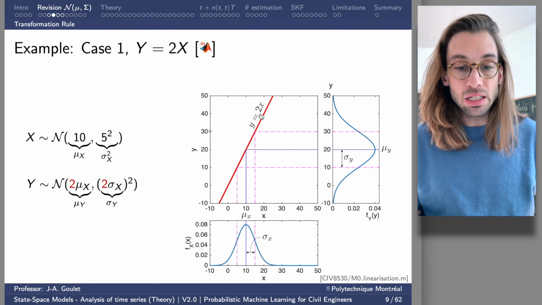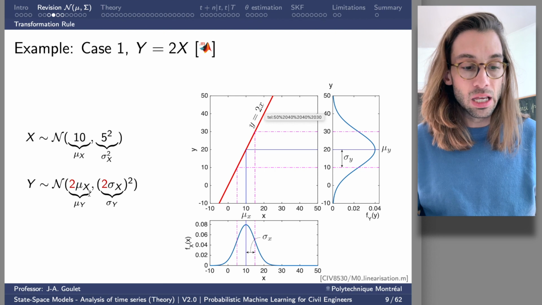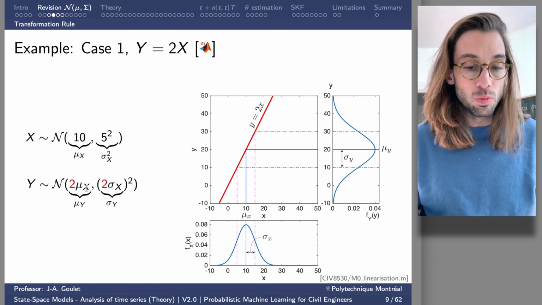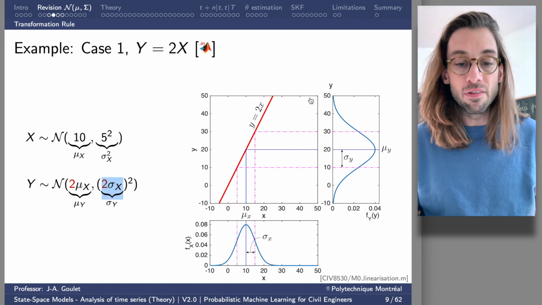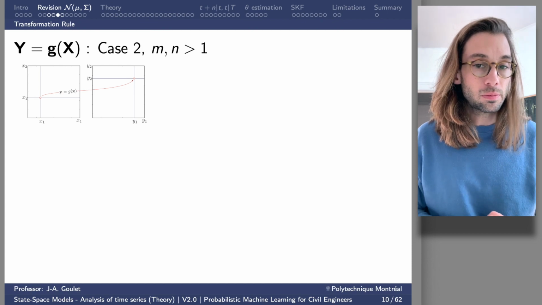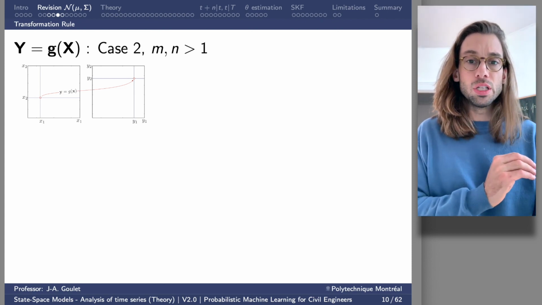So here, since my slope is y equal to 2x, the expected value is going to be 2 mu x, and the standard deviation is going to be 2 sigma x. Okay, this is exactly what we have visually here. Okay, this was for the one-to-one transformation.